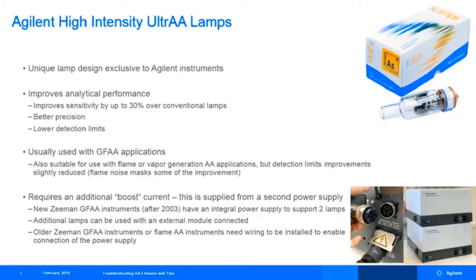As we mentioned earlier in the presentation, Agilent also offers high-intensity Ultra lamps, which are a unique design exclusive to Agilent, and these are designed to improve the analytical performance. They enable the user to improve sensitivity by up to 30% over conventional lamps. They improve precision, and with improved sensitivity and lower noise, that can help you to achieve much lower detection limits.